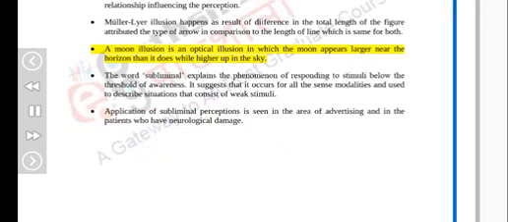A moon illusion is an optical illusion in which the moon appears larger near the horizon than it is while higher up in the sky. The word subliminal explains the phenomenon of responding to stimuli below the threshold of awareness. It suggests that it occurs for all the sense modalities and is used to describe situations that consist of weak stimuli. Application of subliminal perception is seen in the area of advertising and in patients who have neurological damage.